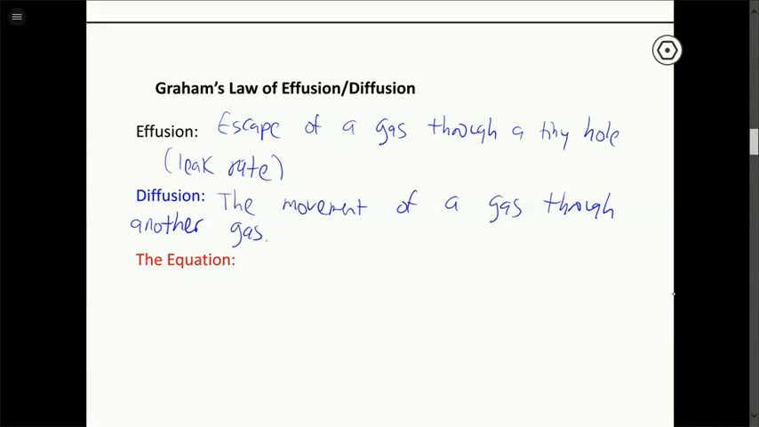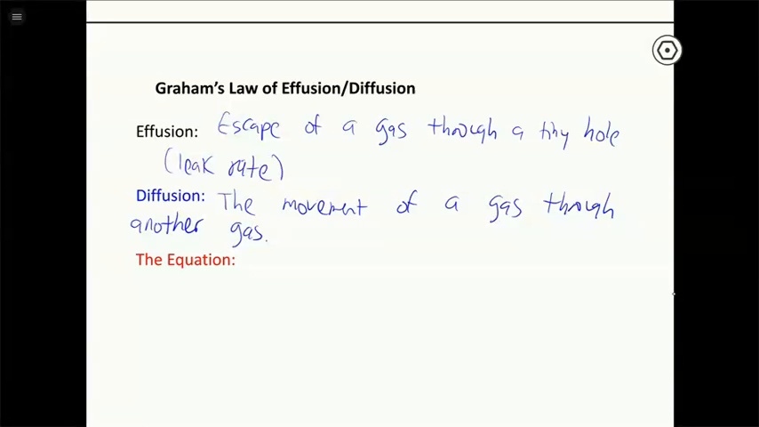So as an example of diffusion, if you have natural gas in your home, you've probably smelled that natural gas smell. It's not actually natural gas that you're smelling. It's a compound called a thiol that they put into natural gas so that humans can detect it a lot easier.